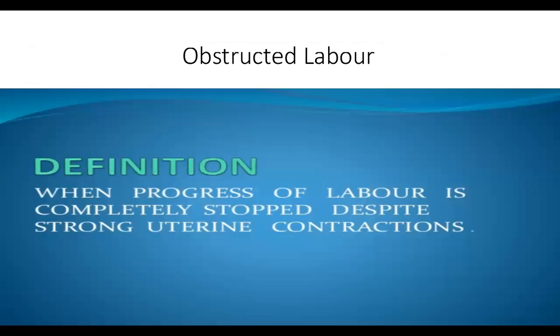And the obstructed labor. What is the definition of obstructed labor? It is when the progress of labor is completely stopped despite strong uterine contractions. Though there are strong uterine contractions, the passage of the fetus does not take place, or progress of the labor does not take place. Then that is called an obstructed labor.